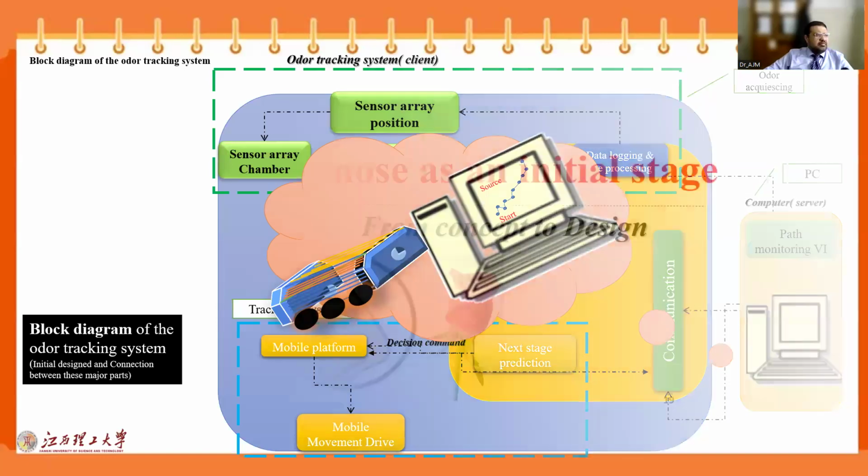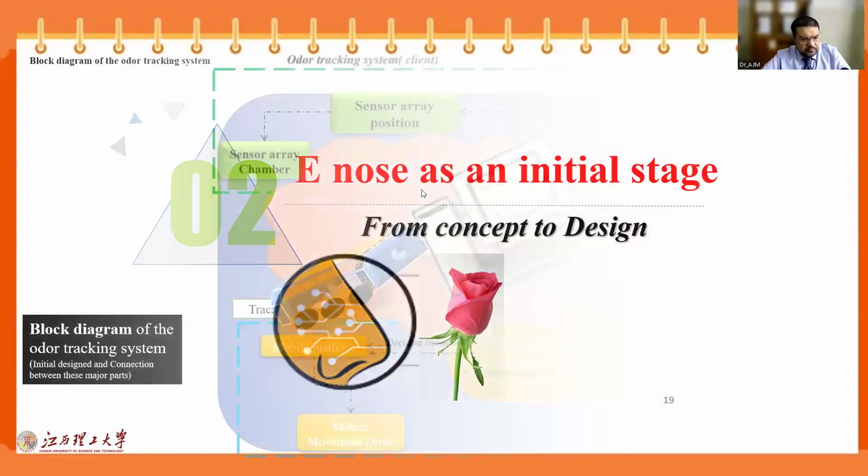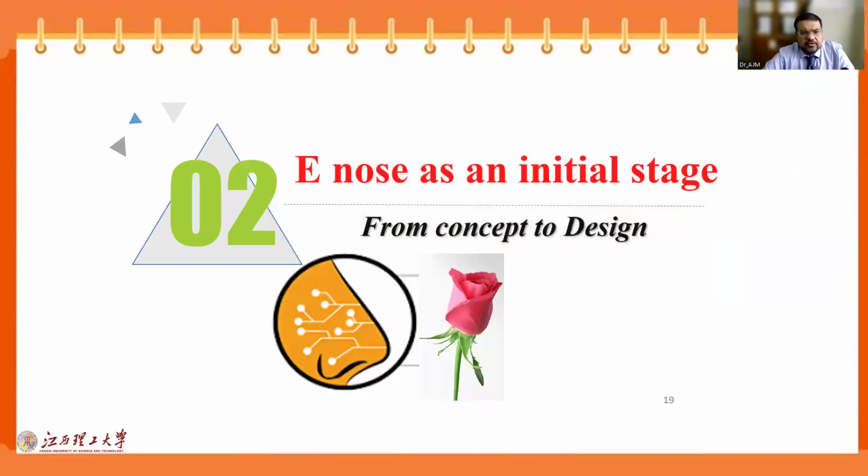Okay, I talked about the first part, which was the sensor array position. What has come to the picture nowadays about the sensor part is that, instead of having one sensor, we can have an array of sensors, meaning a combination of different sensors. What is the use of that? For example, I have one sensor which is sensitive to gas A. The second one is sensitive to A, but it's more sensitive to gas B. And I have the same scenario for gases C, D, E, F.